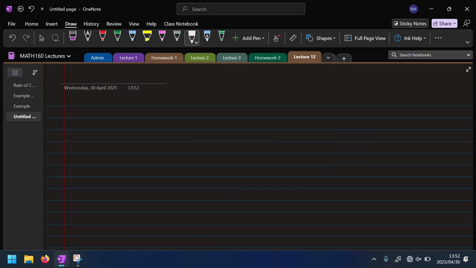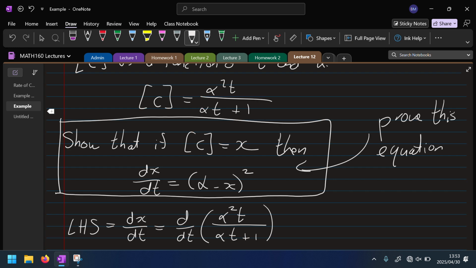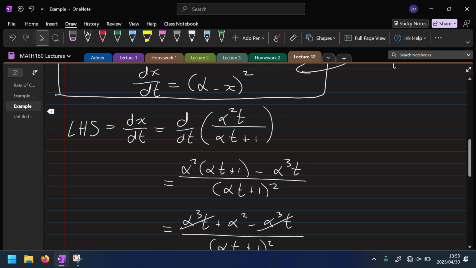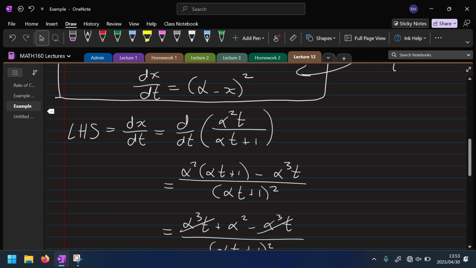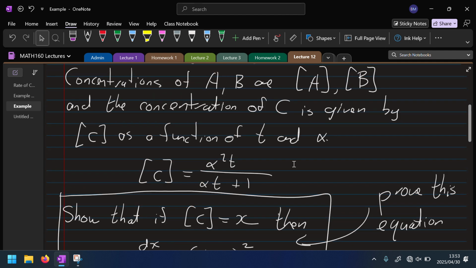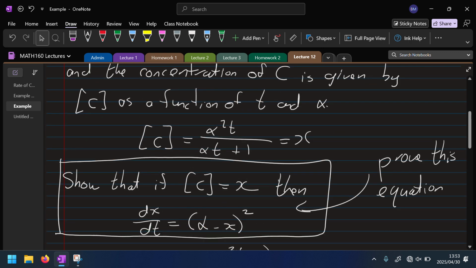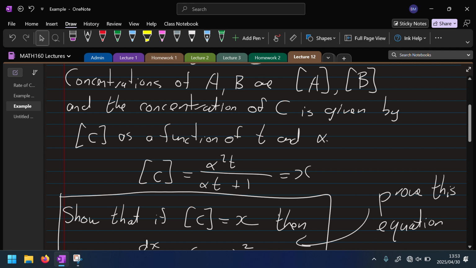Okay. Example 3. Wait, what's the problem? Which part? First part. Yeah, so we're just doing the left-hand side. dx by dt, that's on the left. So what is x? This is x. So we're doing the time derivative of that fraction. That's the left-hand side. And then the right-hand side was alpha minus x squared. So we take the x there, alpha minus x squared, and we're checking that the two sides match.